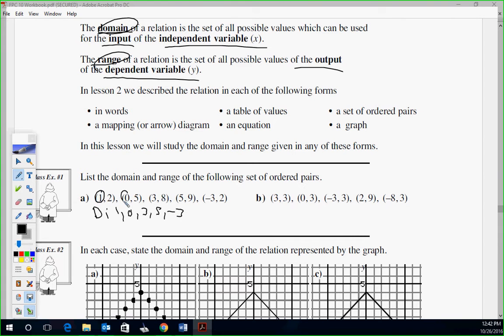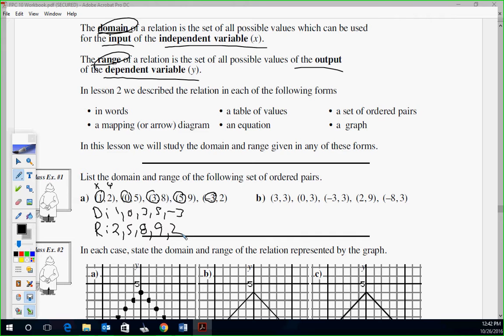I got it here, here. Those numbers are my domain. That's my x's. My y's, so my range, is the other numbers: 2, 5, 8, 9, and 2. That's my range. Okay, is that simple enough?